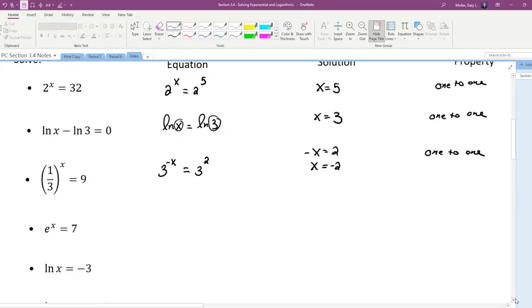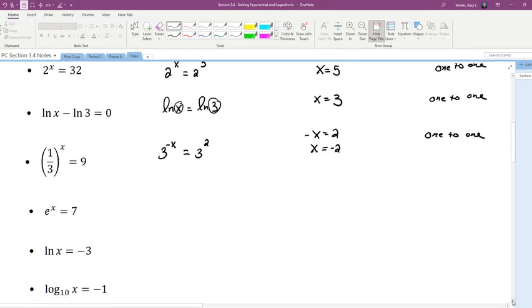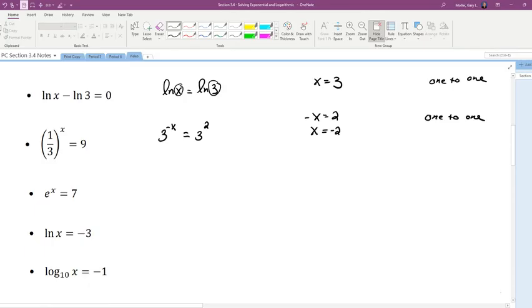All right. Now, when we get to these next 3, we can't really use the one-to-one property because we don't have e to the x equals e to the something. We don't have natural log of x equals natural log of something. So here, what we're going to have to do is use inverse operations. So we're going to use an inverse on this one. And the inverse, to get rid of an e, we have to take a natural log.